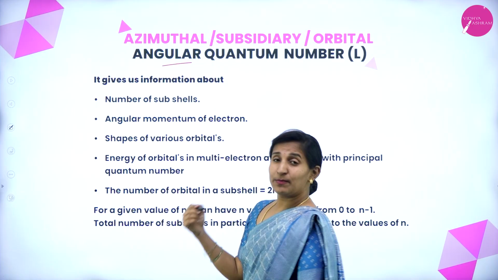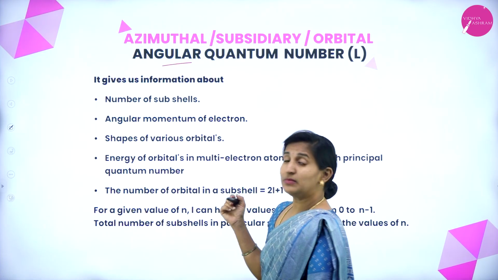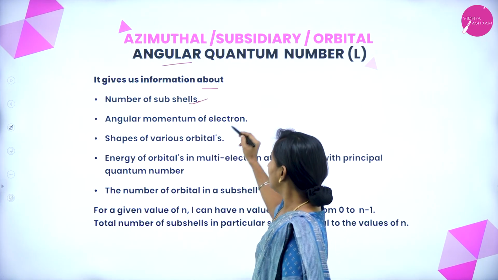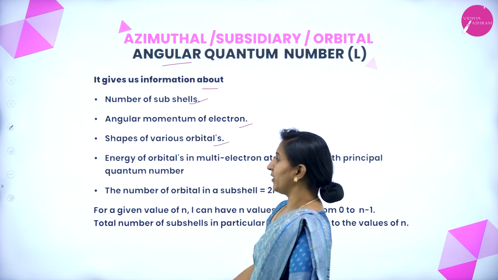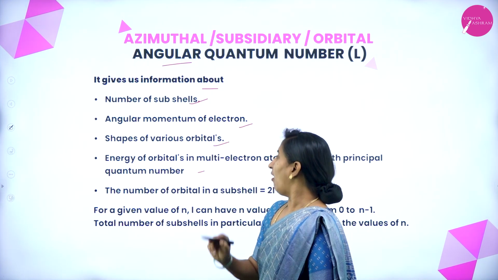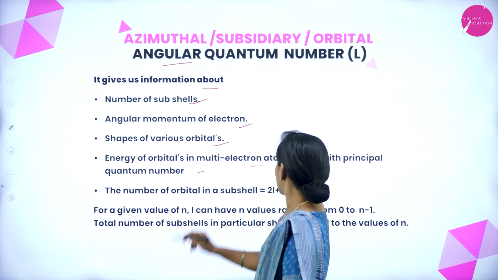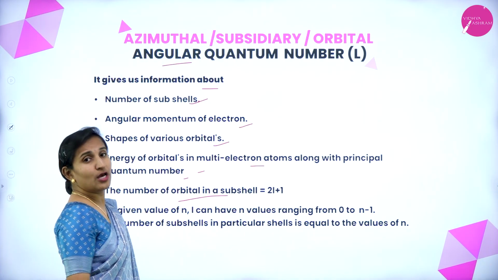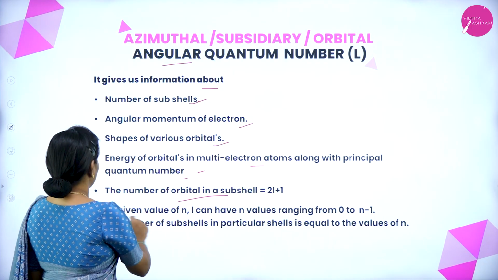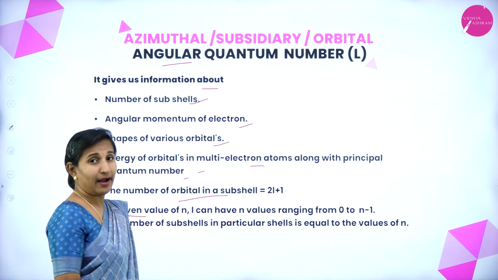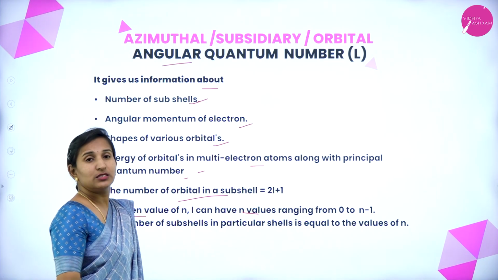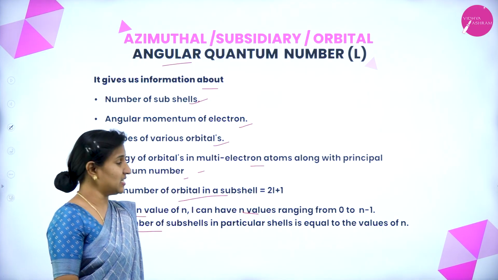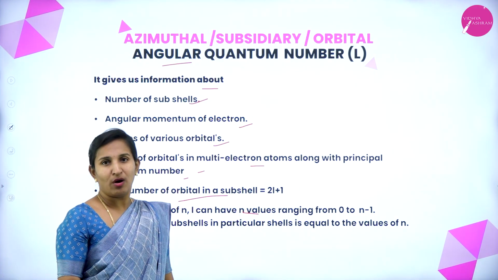Azimuthal quantum number, or subshell, or orbital angular momentum quantum number. It gives the information about the number of subshells, the angular momentum of the electron, the shape of the various orbitals, and the energy of orbitals in multi-electron atoms along with the principal quantum number. The number of orbitals in a subshell is 2l plus 1. For a given value of n, l has n values ranging from 0 to n minus 1. The total number of subshells in a particular shell is equal to the value of n.